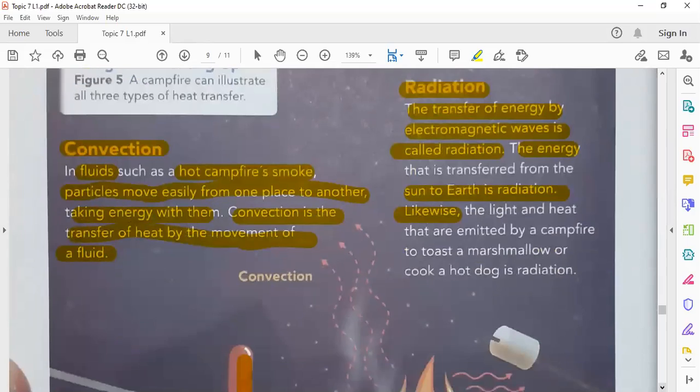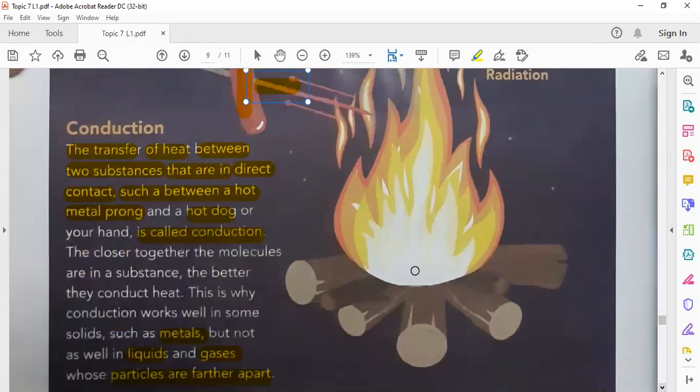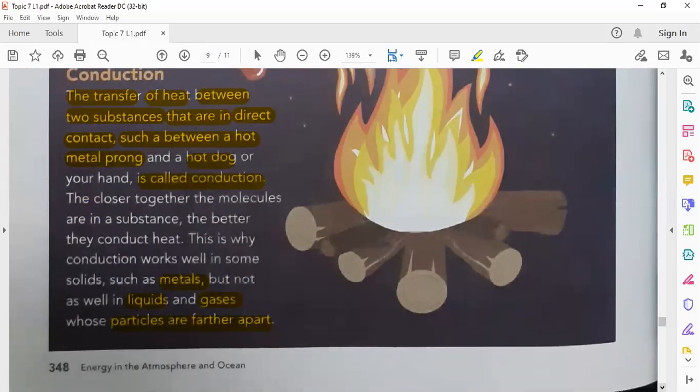The first way by which heat moves is conduction. It is the transfer of heat between two objects or two substances that are in direct contact. They must touch each other. Like the example here, the metal and the hot dog, and also the campfire and the metal. Conduction works best in solids because the particles are very close together, but it's weak in liquids and gases because the particles are farther apart.